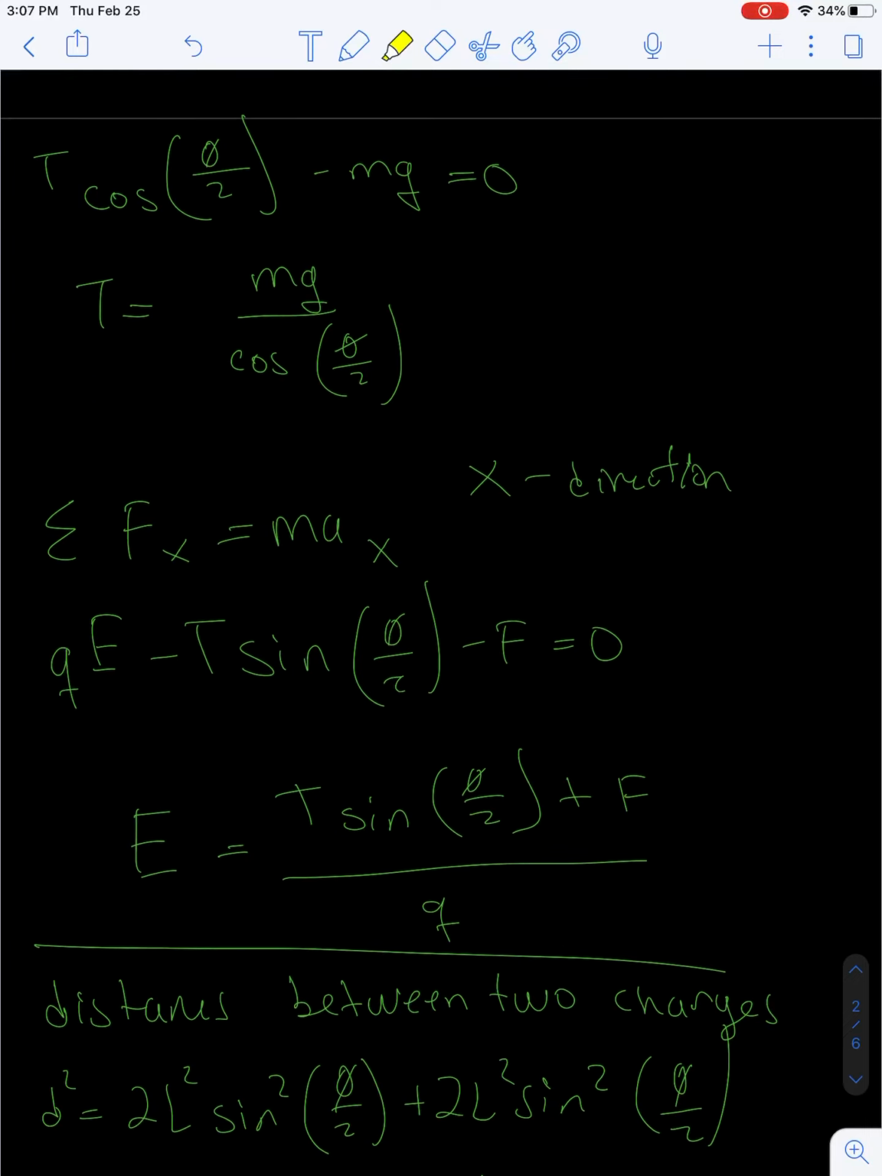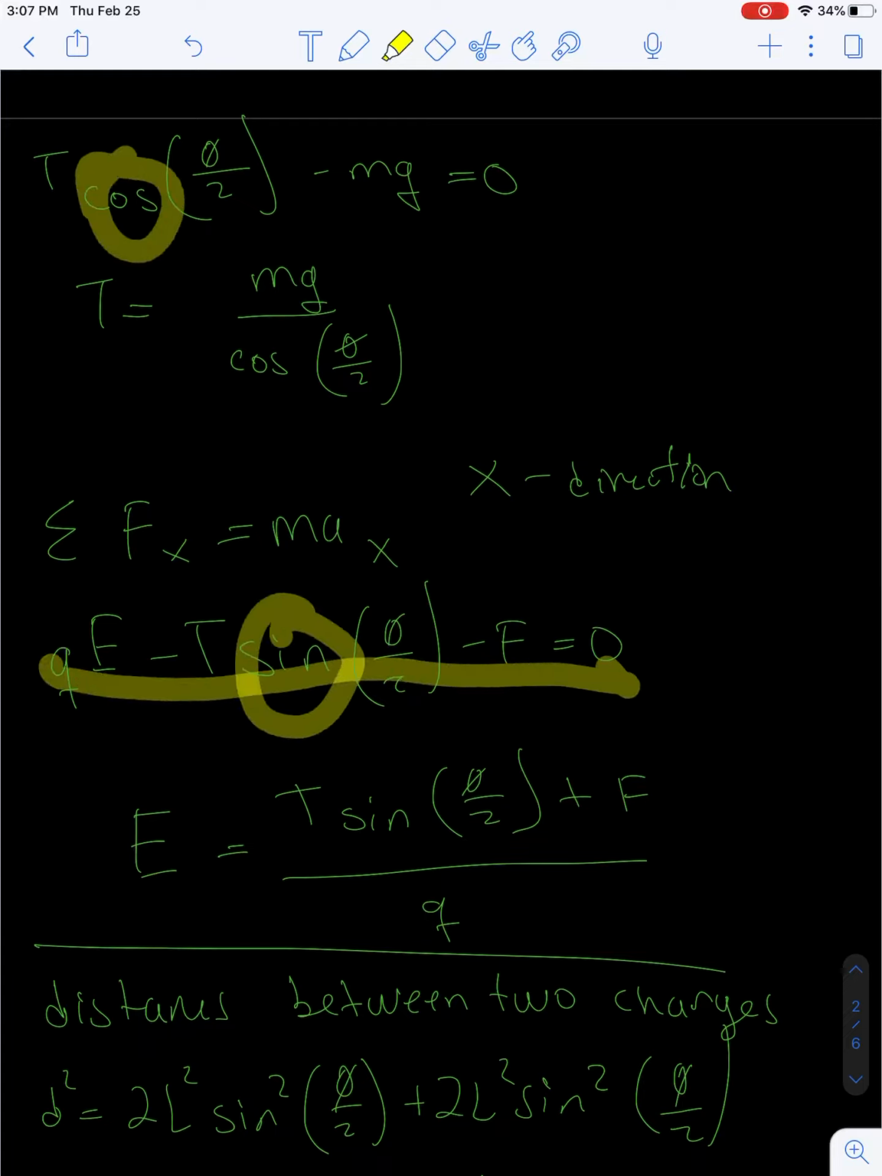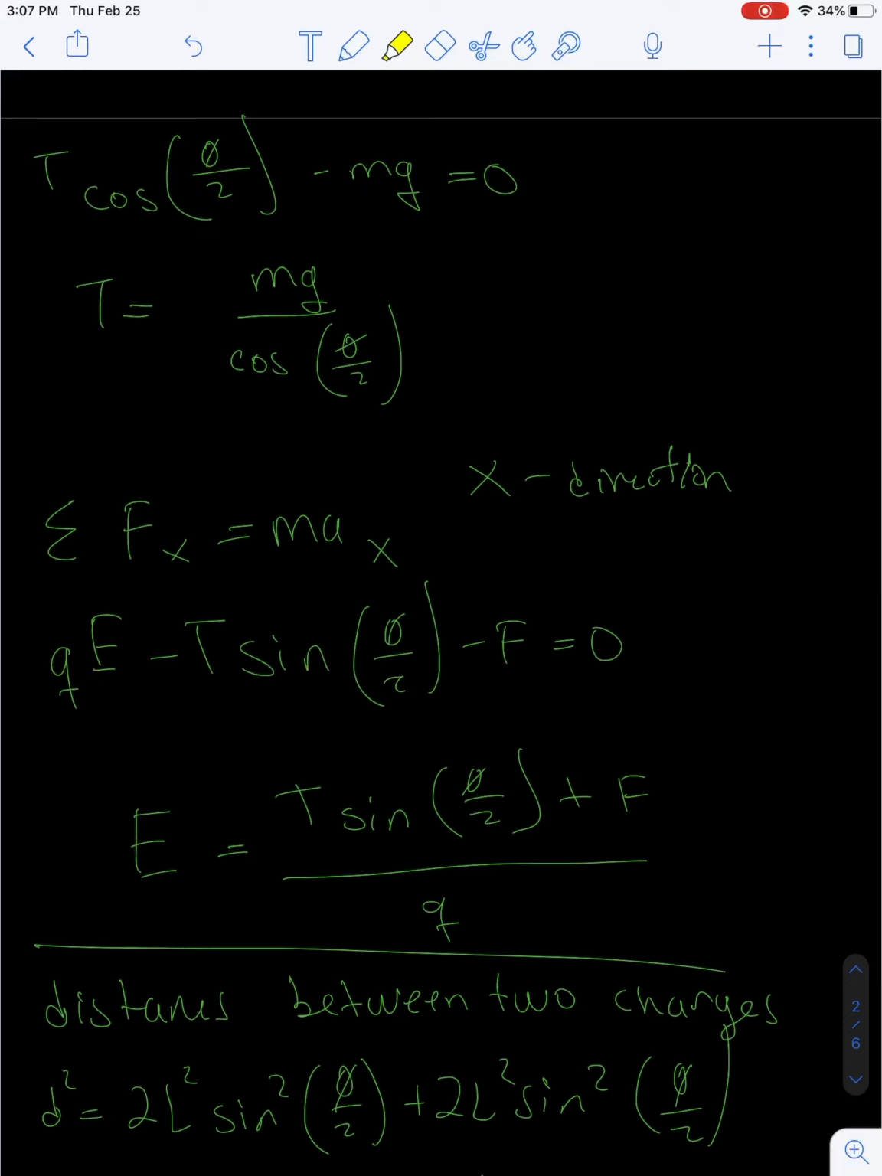Moving on, we are doing the same equation, but for the x direction, which is the sum of Fx equals max. So this is the equation. Instead of using cosine, we are now using sine because we are in the x-axis. So T sine theta over 2 minus F equals 0. So this is what we are left with.